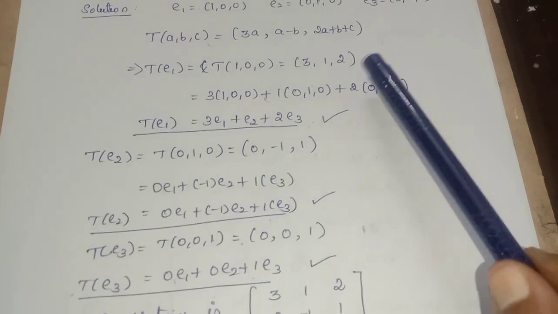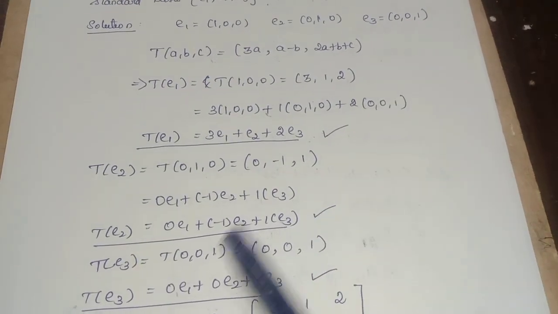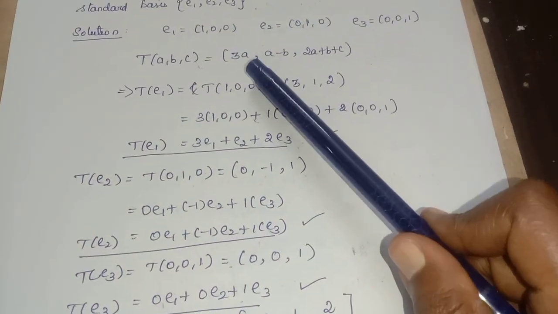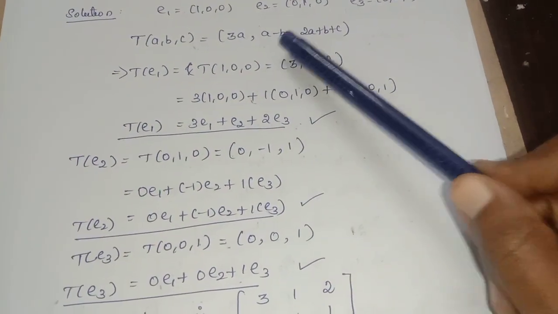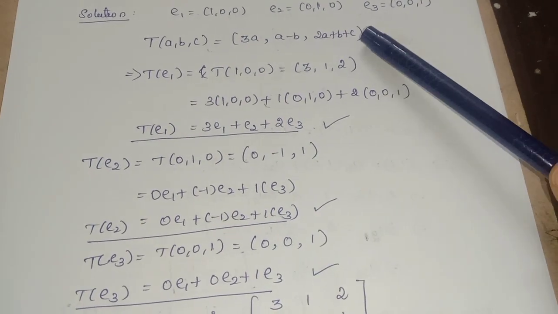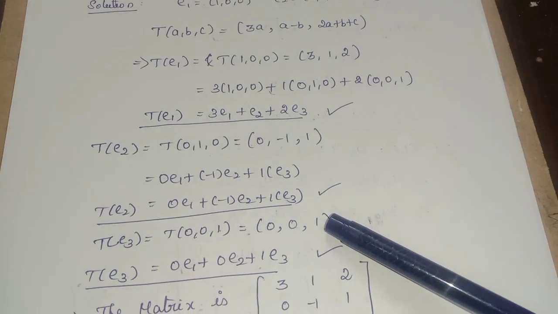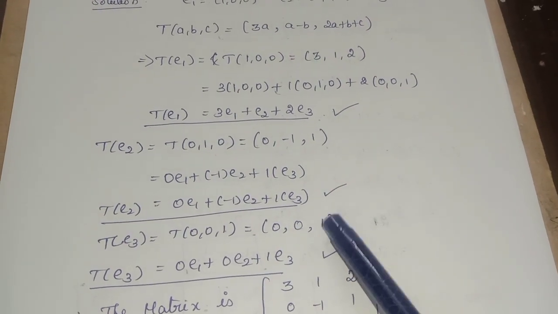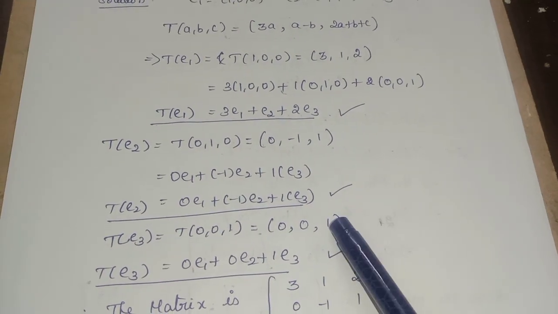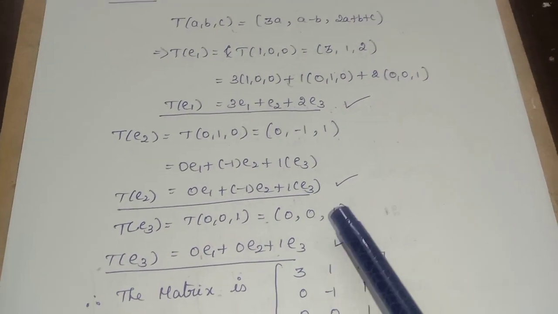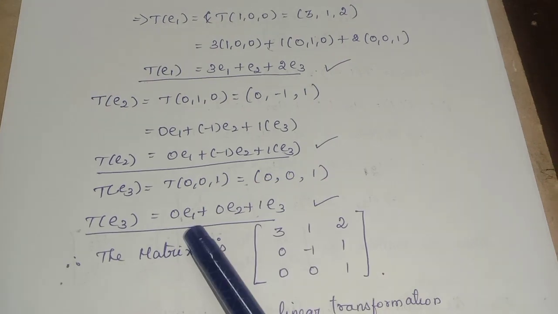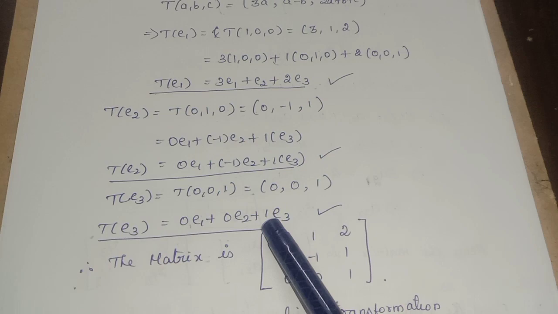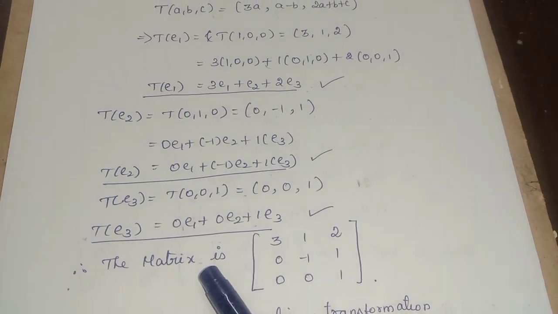Then for the third vector (0, 0, 1), T of E3 equals T of (0, 0, 1), what's the definition? 3A, so 0. Next one is A minus B, that is also 0. Next one is 2A plus B plus C, so it will be simply 1. So this is the image of E3 in the range. This we have to write as a linear combination of E1, E2, E3: first coordinate into E1 plus second coordinate into E2 plus third coordinate into E3. That's all. Now we can write the matrix of the linear transformation.